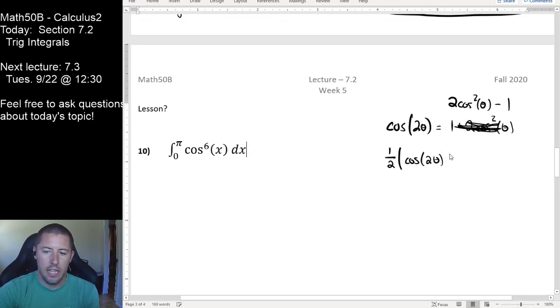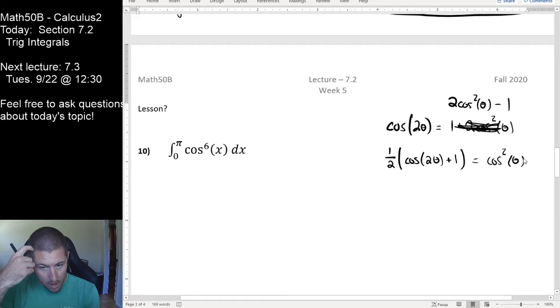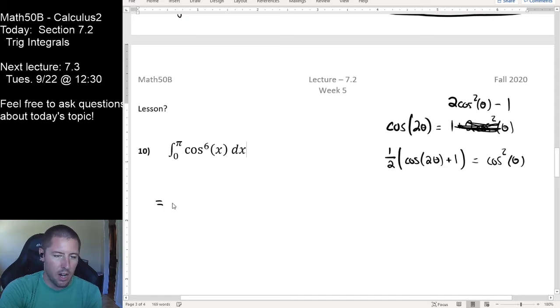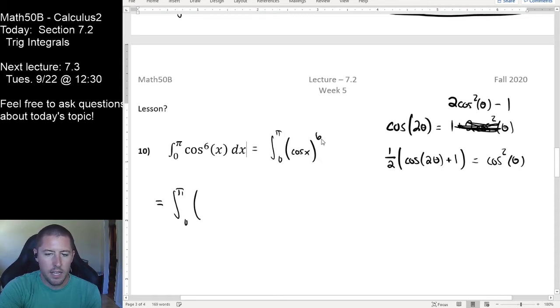So I'm going to add 1 to the other side, and I'm going to divide both sides by 2. And so it looks like a different way to rewrite cosine squared using our double angle formula is as 1/2 of cosine 2 theta plus 1. Again, I don't know that this is what I want to do. I'm just guessing some stuff and seeing where it takes me right now. It's kind of hard to judge right off the bat. So from 0 to pi of, and notice here that this is the same thing as the integral from 0 to pi of, I'm going to just write this differently, cosine x to the 6th dx. This is really how I'm picturing it for the swap I'm doing over here.